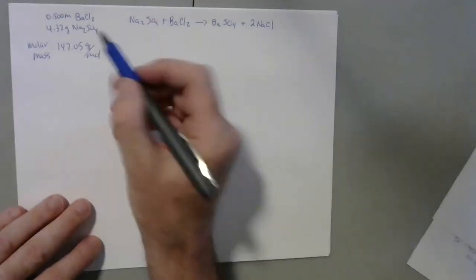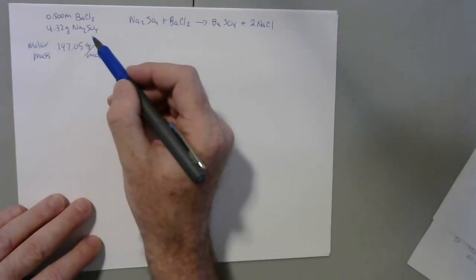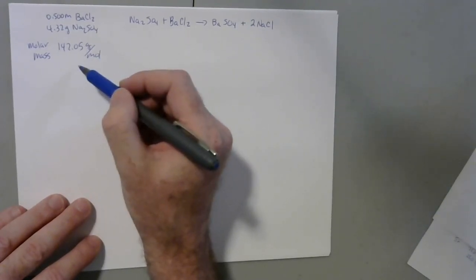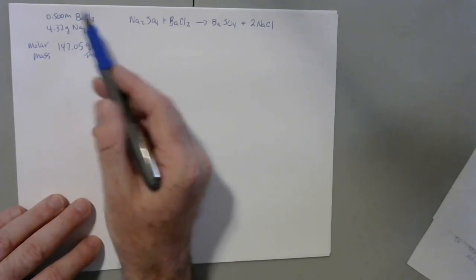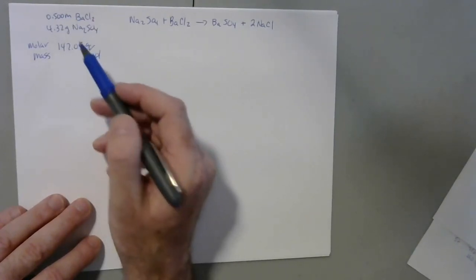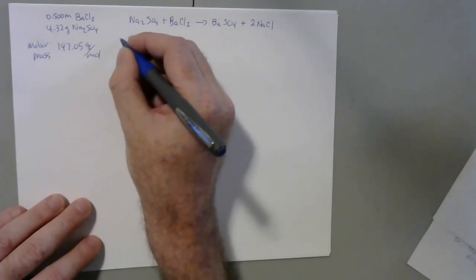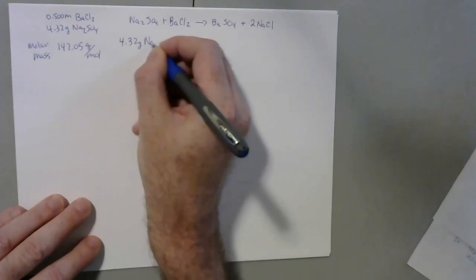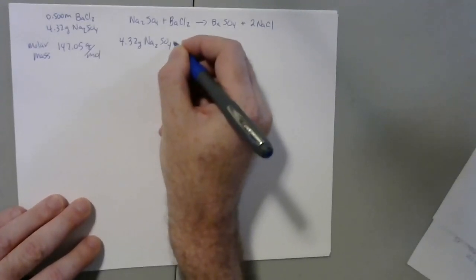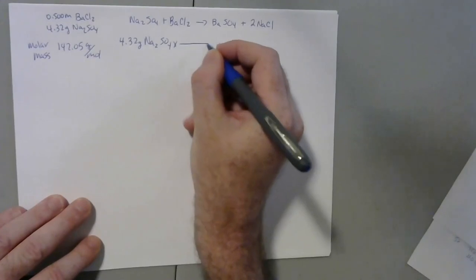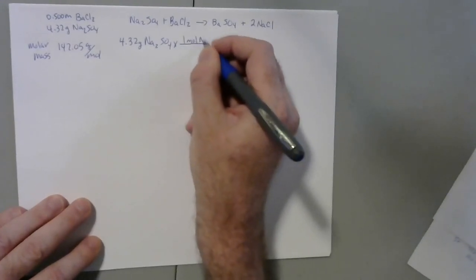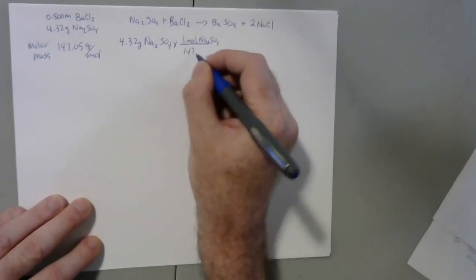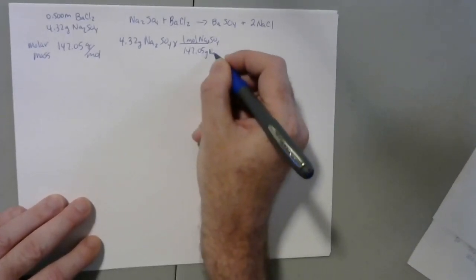All right, so let's look at this. We've got 0.5 molar barium chloride, 4.32 grams of sodium sulfate, and we have the molar mass I calculated in advance. We're going to use this reaction to figure out what volume of this we need to neutralize all that. Since I know everything about the sodium sulfate, I will start with that. 4.32 grams of sodium sulfate. Then 1 mole of sodium sulfate is going to be 142.05 grams of sodium sulfate.